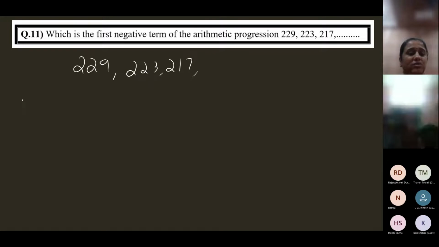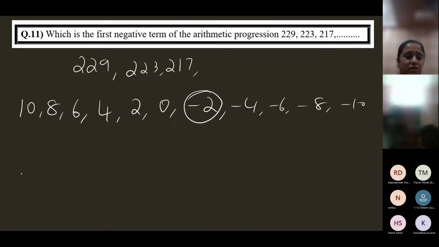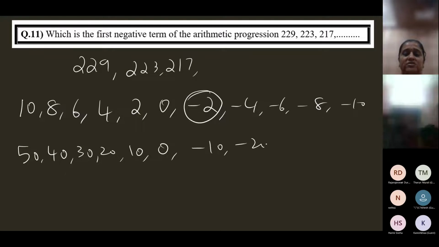Like supposing the AP is 10, 8, 6, 4, 2, 0. From here, it will only be negative: -2, -4, -6, -8, -10. So this is the first negative term. Supposing we have the AP like this: 50, 40, 30, 20, 10, 0, -10, -20, -30, -40, and so on. So this is the first negative term.